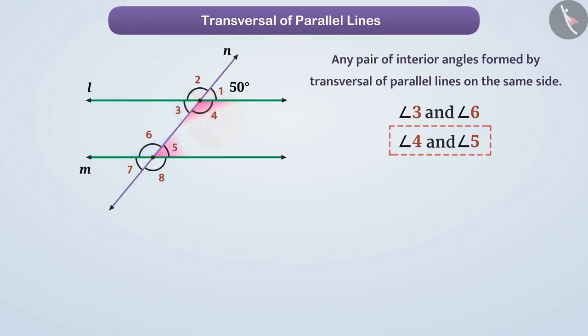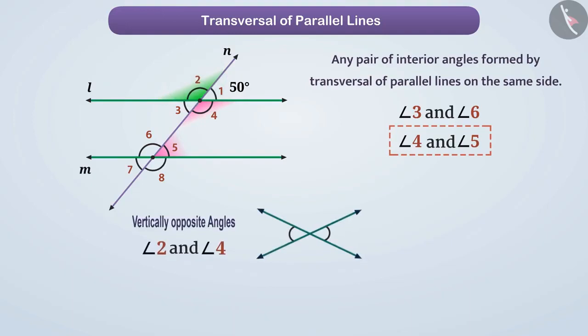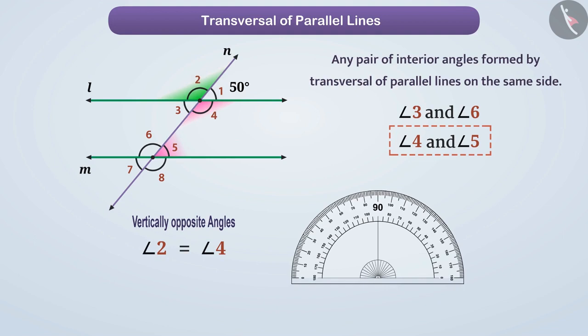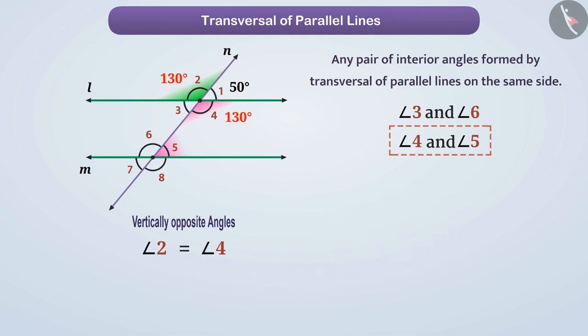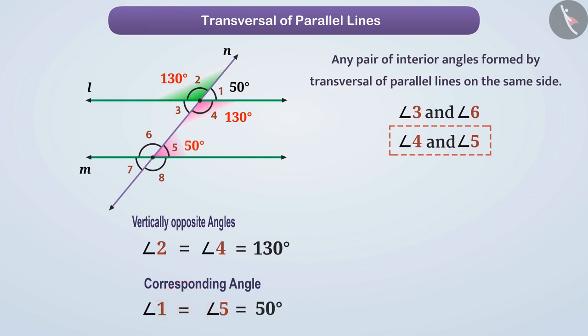If we look at angle 4 and angle 2, they are vertically opposite angles, so they are equal. If you see the measurement of both the angles, then you will find that the measurement of each of the two is 130 degrees. That is, angle 2 is equal to angle 4, 130 degrees. Similarly, if we look here, angle 5 is the corresponding angle of angle 1. Therefore, angle 5 is equal to angle 1, which is equal to 50 degrees. If we add angle 4 and angle 5, we get 130 degrees plus 50 degrees is equal to 180 degrees.